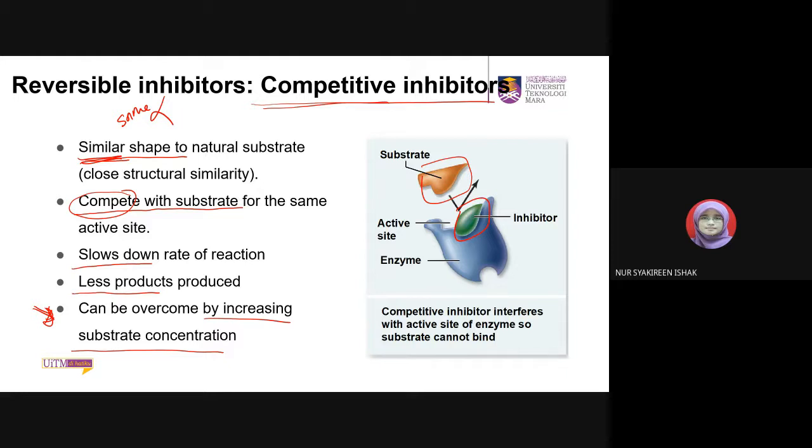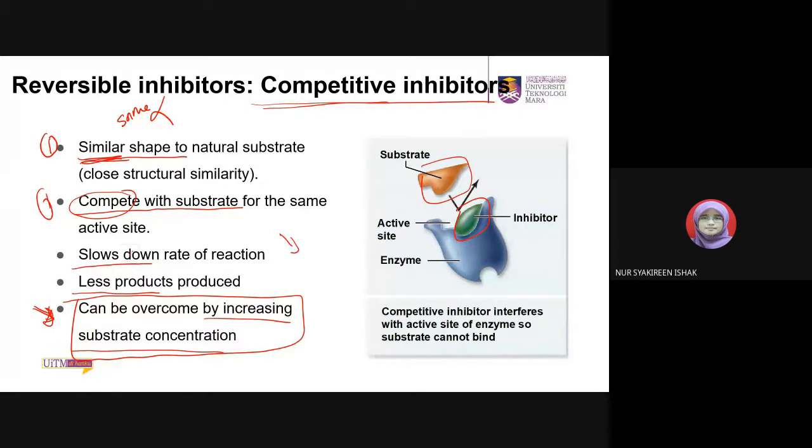You add more substrate to the reaction. When you add more substrate, there is a higher tendency for the substrate to bind to the active site instead of the inhibitor binding to the active site. You can imagine, if you add more substrate, there is more possibility of the substrate binding to the active site instead of the inhibitor. So this is how you overcome the effects of a competitive inhibitor. Alright, this is an important point.